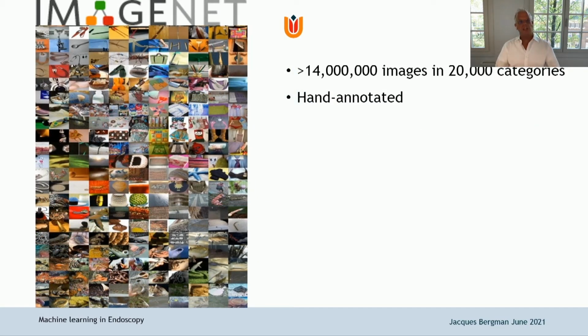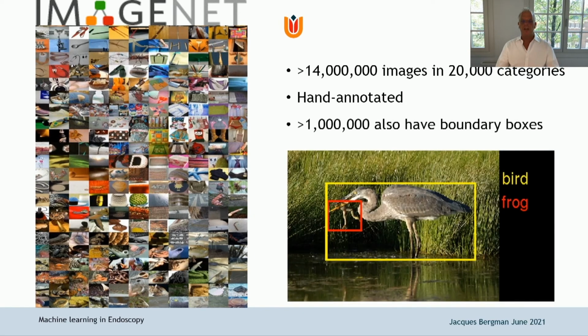So this ImageNet dataset is the dataset that is used by most machine learning algorithms in endoscopy. It now contains over 40 million images in over 20,000 categories, and these are all hand annotated. And a significant number of those not only have the annotation telling you that this is an image of a bird and a frog, but also a bounding box telling you where the bird is and where the frog is in this image. Segmental information.